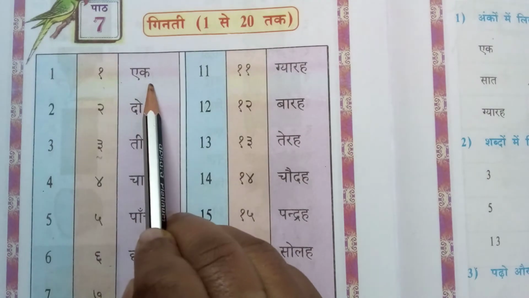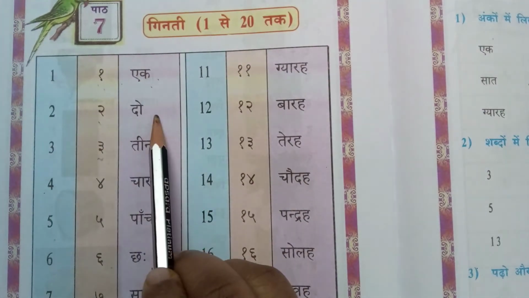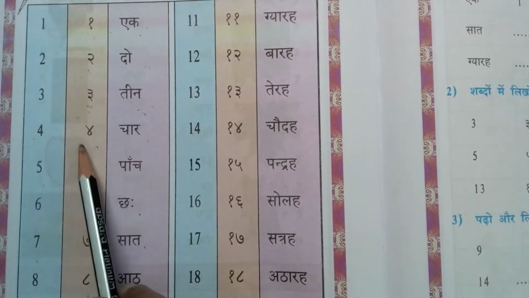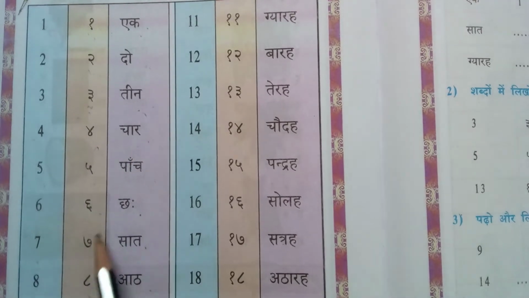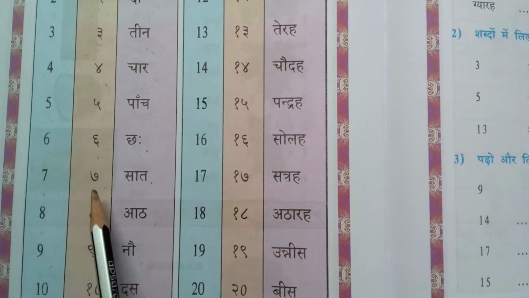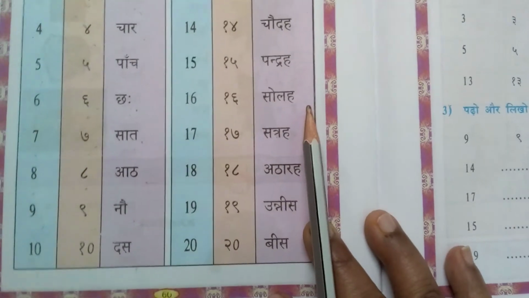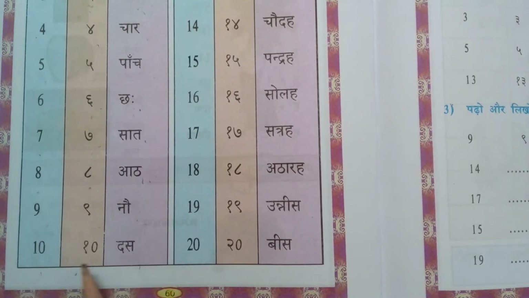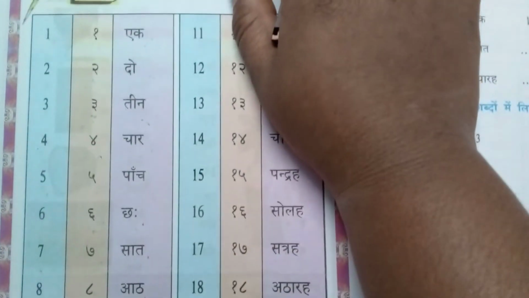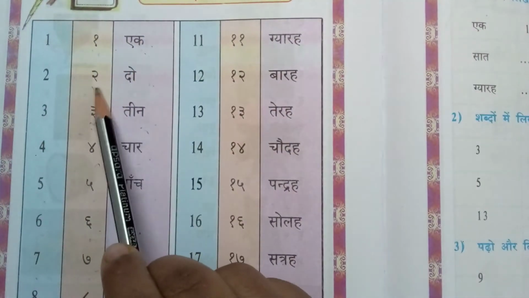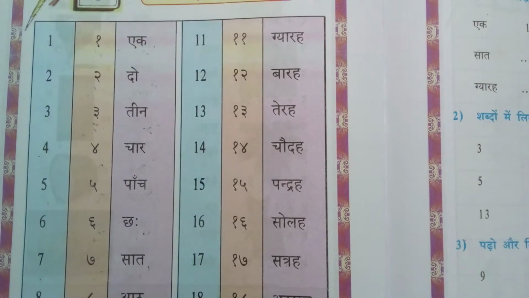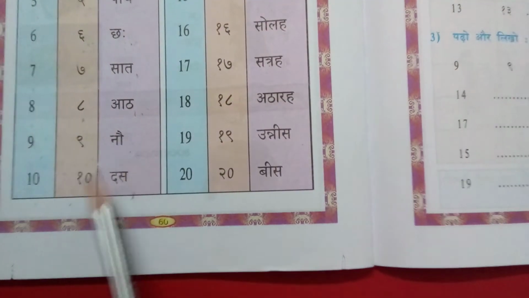Okay, once again we'll see from the first. See, एक, एक, दो, दो, तीन, तीन, चार, चार, पाँच, पाँच, छः, छः, सात, सात, आठ, आठ, नौ, नौ, दस, दस. फिर एक बार हम पढ़ लेंगे, ठीक है. एक, दो, तीन, चार, पाँच, छः, सात, आठ, नौ, दस.